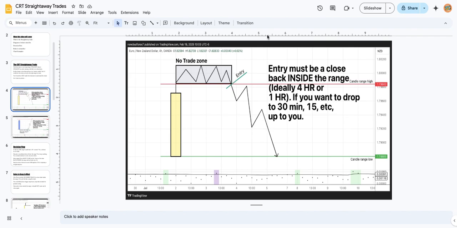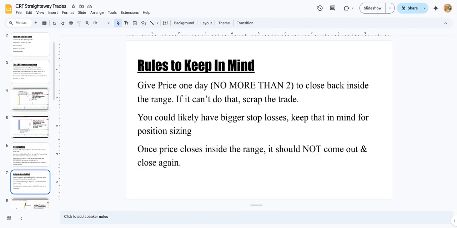Chances are it's probably just going to keep going up. So just scratch it. On the day you see that ATR candle for your range, we expect price to close back inside of it within a day or two. 2 days is the absolute cutoff. No exceptions. Even if it goes in there later, we don't care. You could have bigger stop losses, so keep that in mind for your position sizing.